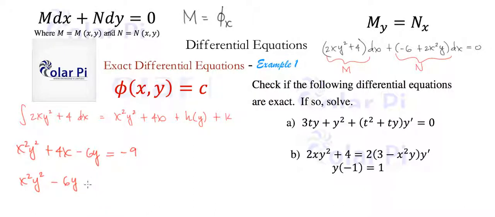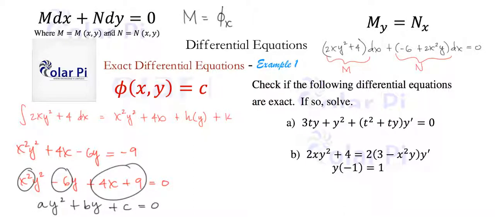And then it will be plus 4x, and then plus 9 is equal to 0. I claim that this is a quadratic in y. A quadratic in y can be written in the form ay squared plus by plus c, and if we're solving it, you can say equals 0. So I claim that this is a quadratic in y, and it is. Look, this is a, this is b, and this is c. Okay, cool. So we know that we can solve it using the quadratic formula.